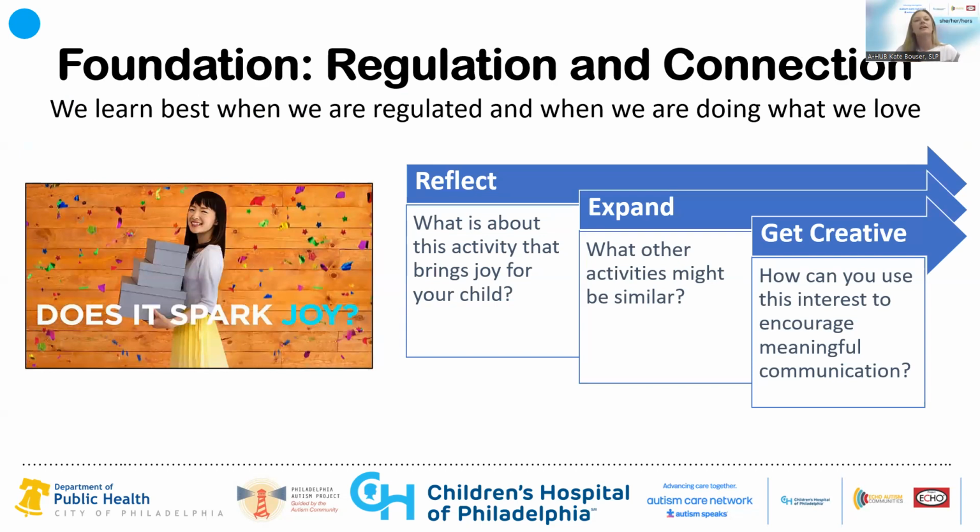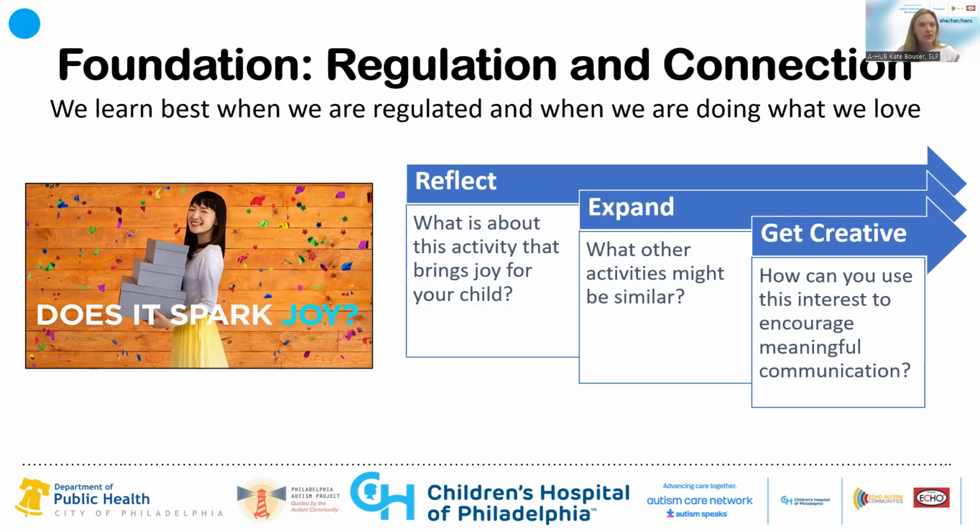Next slide. So to support communication, we first need to make sure that we support a child's sensory and emotional regulation. This helps us lay the groundwork for connection and for communication. And we also want to incorporate what a child is interested in. And so sometimes we do need to use that creativity to think about what sparks joy for a child, and then figure out how we can find other activities that are similar to that, and then use those interests to encourage communication that's meaningful.